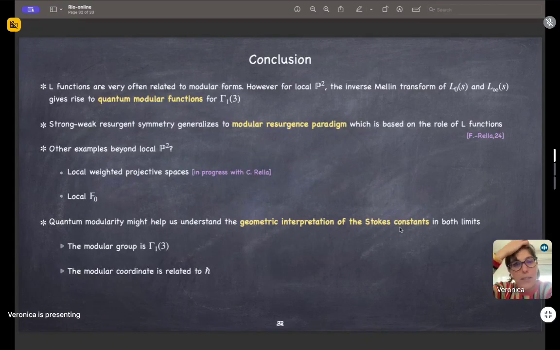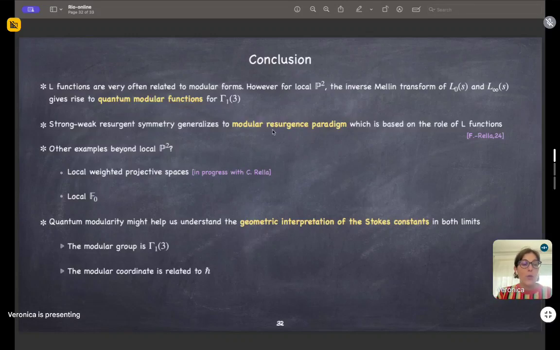And let me quickly, sorry, I'm a bit out of time, so let me just briefly sum up what I was saying. We have seen that L functions usually appear in the context of modular forms, but in the example I showed you today, the coefficients of the L functions L0 and L infinity are the Stokes constants, and the generating functions are quantum modular functions. So the modular resurgent paradigm, which I just gave you in the last slide, is an attempt to understand and describe a certain class of quantum modular form based on the role of the L function and their functional equation.